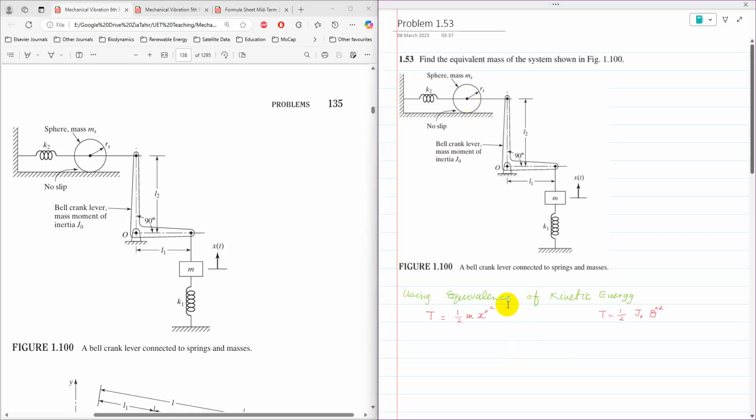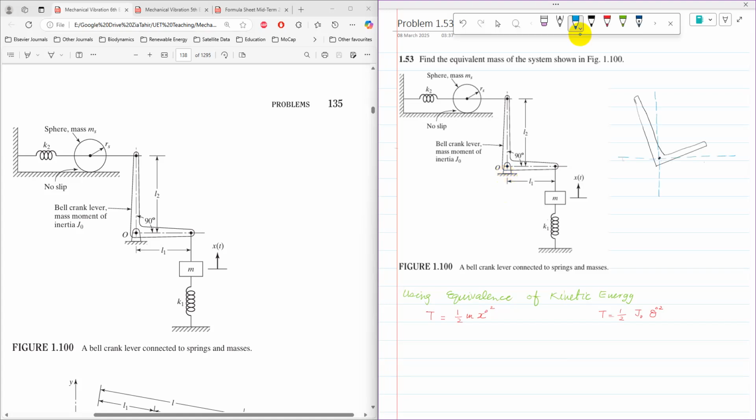So the equivalence of kinetic energies can be used in a way that T, the kinetic energy, is half m x dot squared, and for the bell crank lever, the mass moment of inertia J0 is given, so that one is half J0 theta dot squared. Now we need to draw the free body diagram of the system so that we can understand where we have translational displacement and where we have angular displacements.